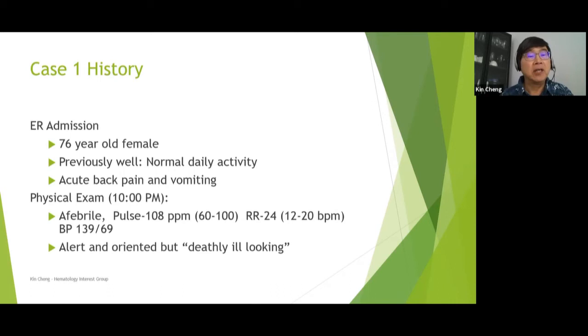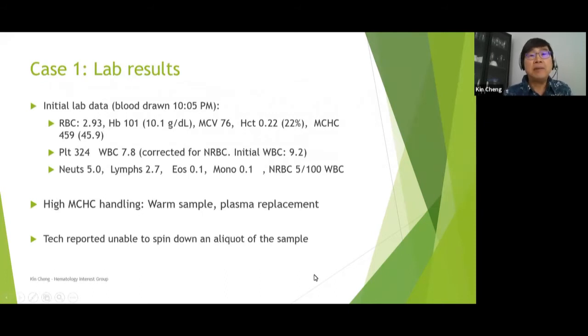When she got to the hospital, it was already 10 o'clock at night, and the doctor accepted her and checked her out. The vital signs seemed to be relatively normal, and she was alert and oriented. In other words, she knows where she is, but the doctor noticed that she really doesn't look good, despite the fact that her vital signs are all normal, which is kind of interesting. So a lab test was ordered.